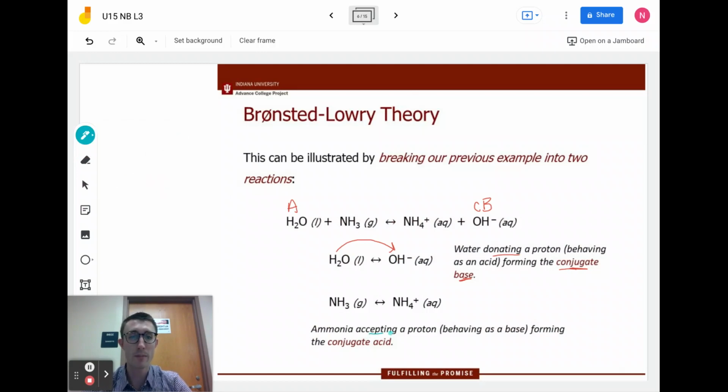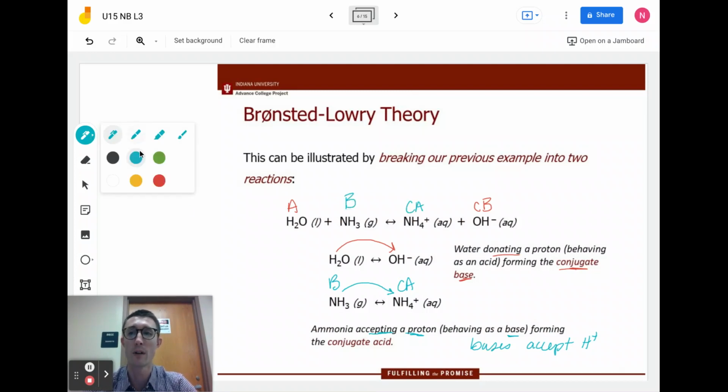Ammonia accepted the proton, and so this is behaving as a base because bases accept the H+. So ammonia accepted the H+, so it was our base, and it becomes the conjugate acid. So here was our base, and it became the conjugate acid. Water was our acid, and it became the conjugate base. So find what it becomes, and then we can label them.